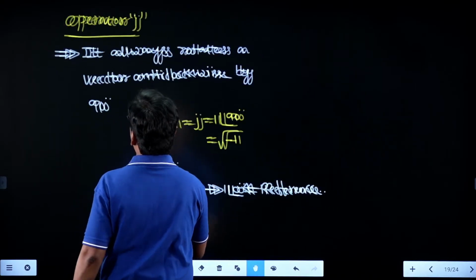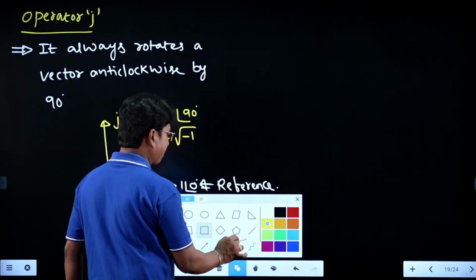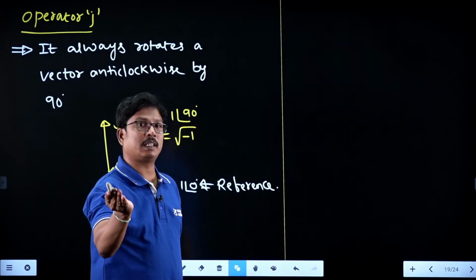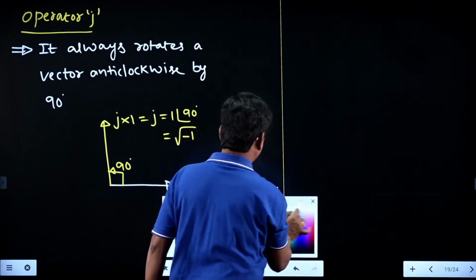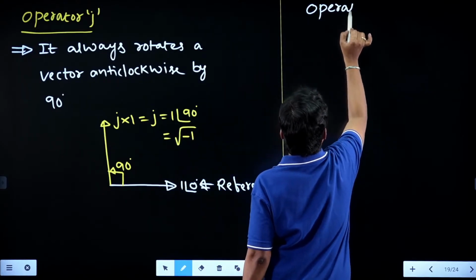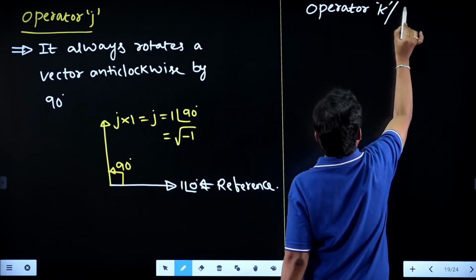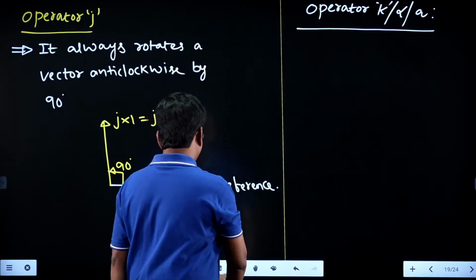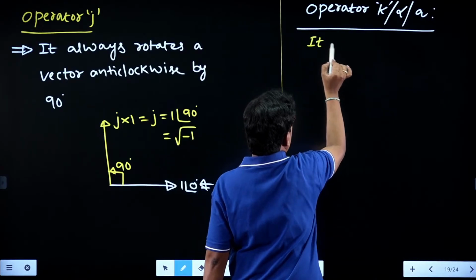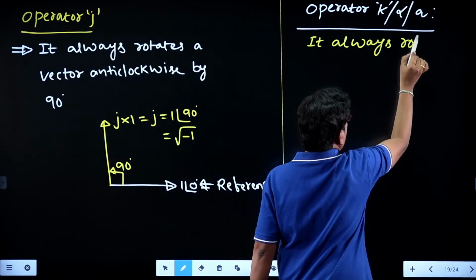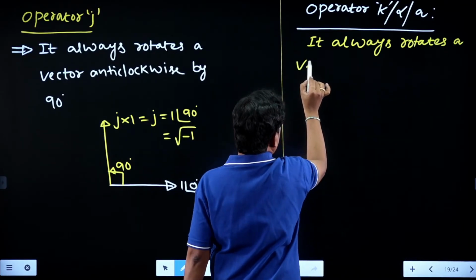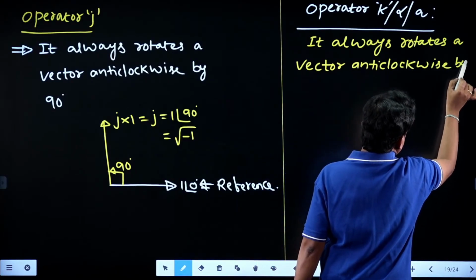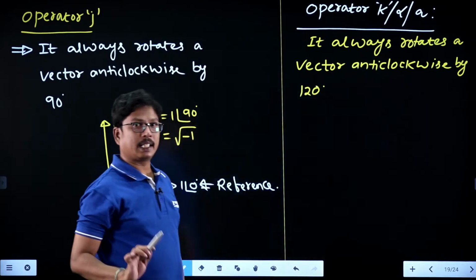Similarly, they are asking about operator K. The operator K always rotates a vector anti-clockwise by 120 degrees. Some textbooks give it as alpha, or some textbooks give it as A, whatever the name may be, the definition is the same. It always rotates a vector anti-clockwise by 120 degrees.